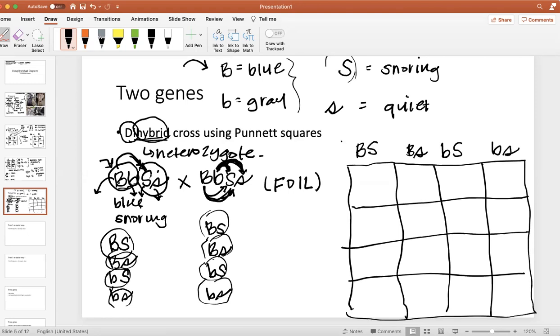So hopefully you can see that I just took these options here and I wrote them across the top. Here's all of dad's options. Let's put them here. Now, within each of these squares, you would figure out what each of these possible offspring would look like. And so here's a big B, big S, or sorry, big B, big S, big S. This is a blue snoring dog. Big B, big B, big B, little s. This is a blue snoring dog.